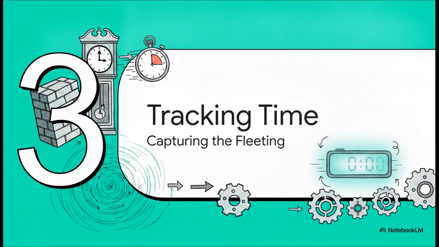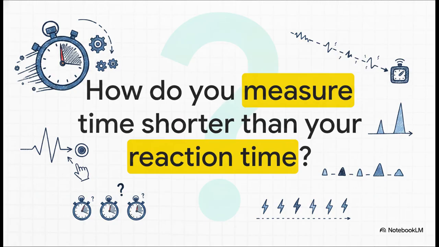All right, Section 3. Tracking time accurately, capturing those fleeting moments. Now we're shifting gears from stationary objects to dynamic, fast-moving events. That means breaking out the clocks and digital timers. But I have a really critical question for you to ponder here. How do you accurately measure a time interval that is actually shorter than your own reaction time? Seriously, think about that for a second. If an event starts and stops faster than your brain can even tell your thumb to click the stopwatch, how on earth can you get accurate data?